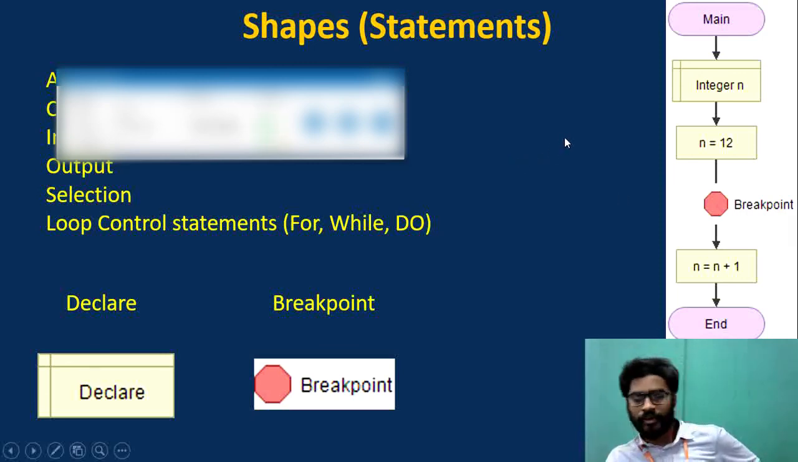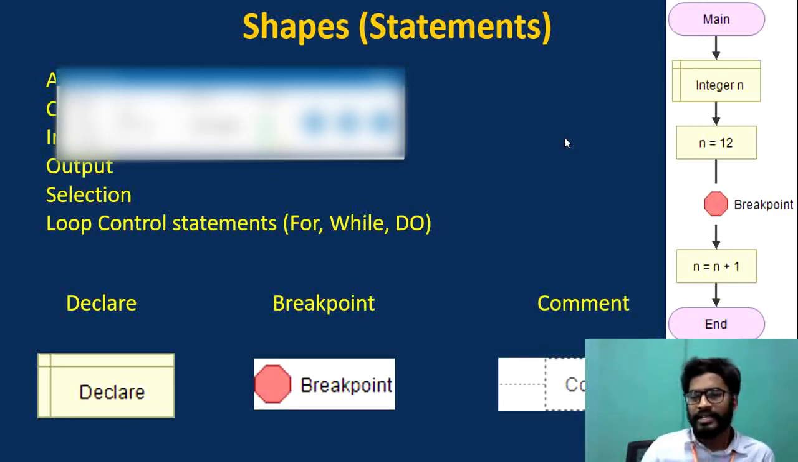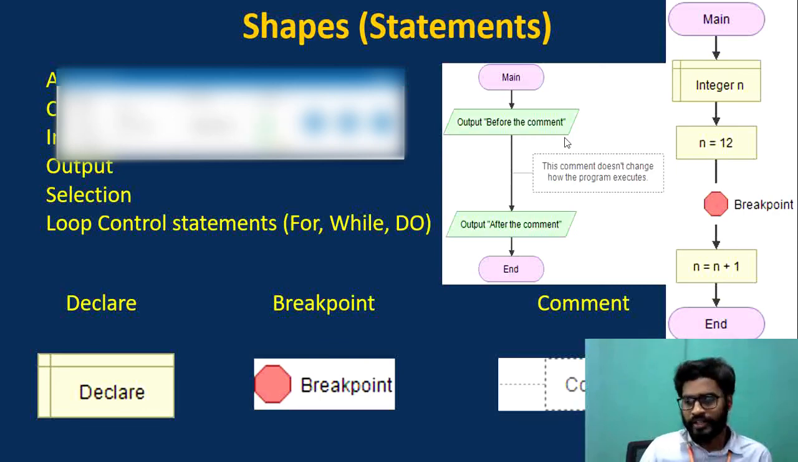Another shape provided by Flowgorithm is the comment. These comment lines do not alter the execution of your program. They will not impact your program in any way. This is only for readability purposes.